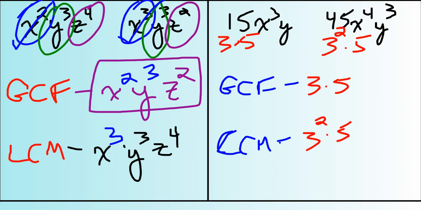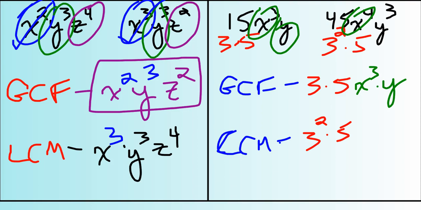And now for the x's and y's, they can share 3 x's because there are 3 x's, and they can share 1 y because that's all that 15x cubed y has. And then for the least common multiple, we need 4 x's because that's what we see in the right expression, and we need 3 y's. So it turns out 15x cubed y is actually a factor in the algebra world of 45x to the fourth y cubed. So that is the process of finding the GCF and LCM of monomials.